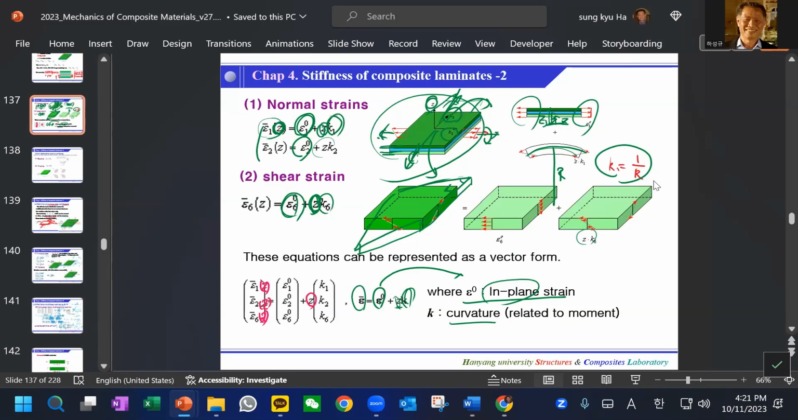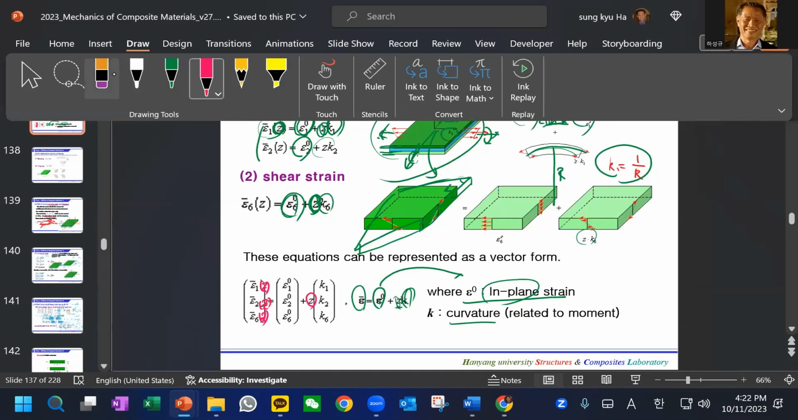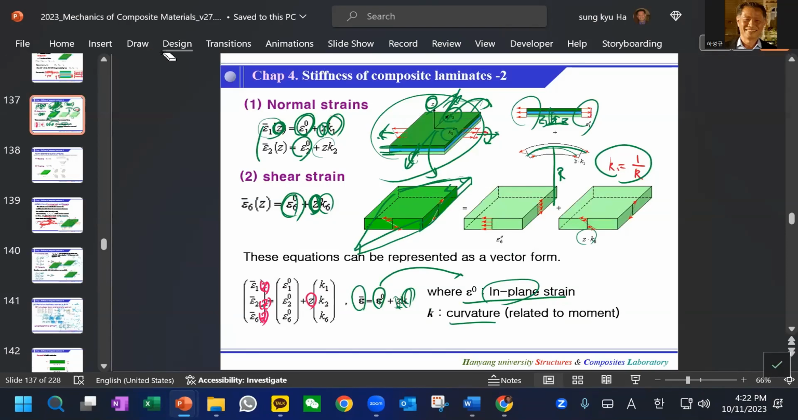please keep that in mind. This behavior is the most fundamental assumption, but not just an assumption. This is the behavior of the laminate. So all the composite mechanical theory is based on this observation, this behavior.